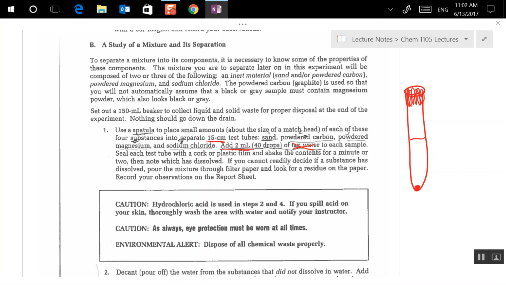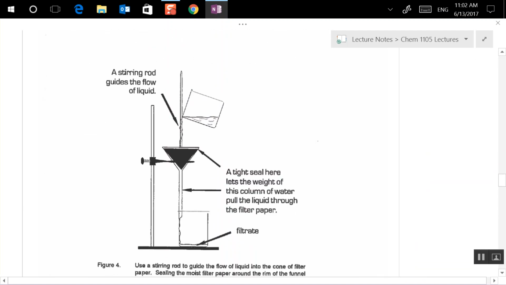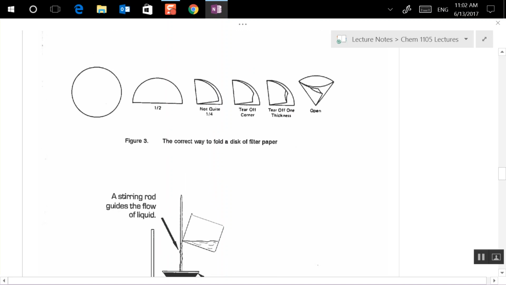Okay? So up here above, they talk about things like filtration. So you're going to have a setup similar to this, where you're going to have a funnel. You're going to put a filter paper on that funnel. And I'll show you how to do that. Okay? It shows you actually right here.